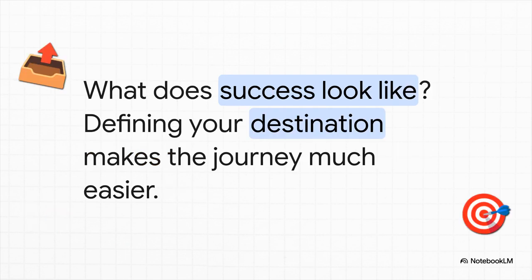And finally, we've got the output. This is the finish line. What does success actually look like? What should your program show the user when it's all done? Is it a number? A message that says success? You have to know your destination before you can get there.